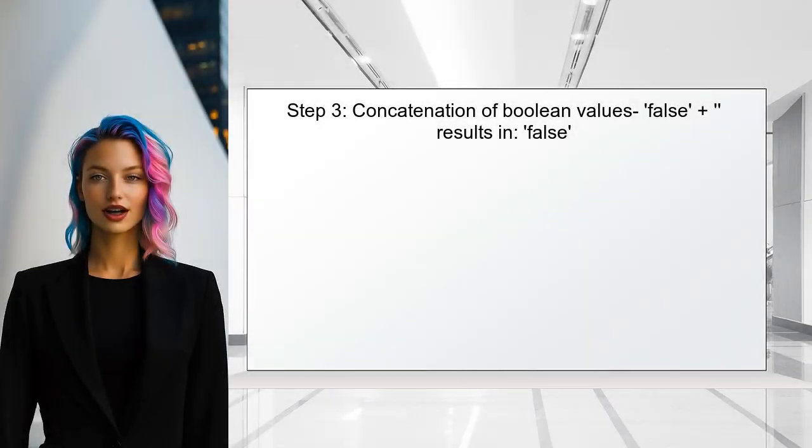So now we have true and false from the previous steps. Now let's combine these results. The user has false from plus plus and true. When we concatenate these Boolean values, we get false plus an empty string, which results in the string false.